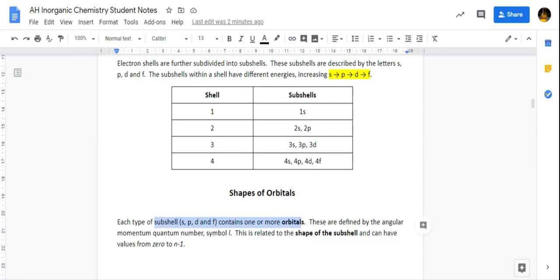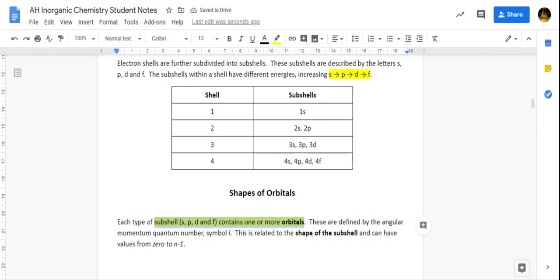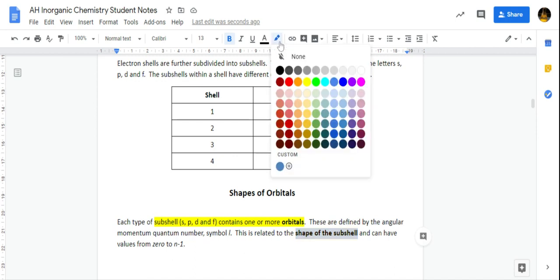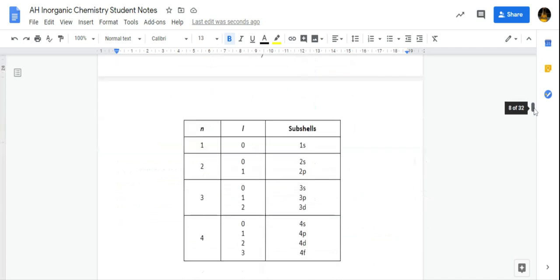Now, each subshell contains one or more orbitals. So we start off with shells, break it down into subshells, and then each subshell contains one or more orbitals. And these orbitals are defined by the angular momentum quantum number L. It relates to the shape of the subshell, and as we've said, it can have a value of 0 to n-1. This table summarizes the principal quantum number and the angular momentum quantum number for each of the subshells. Remember that L can have a value from 0 to n-1.